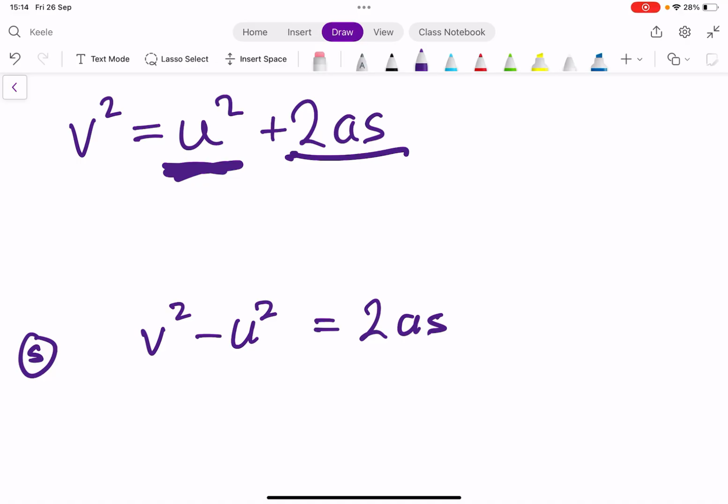If I started dividing by things first, it would get complicated, a little bit like the last one. So now I can divide by the 2 and the A. So I pick them up and I move them over to the other side. Sorted.